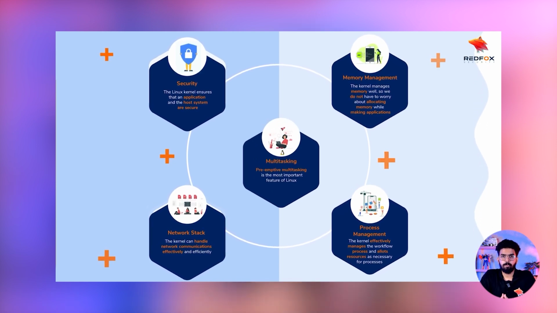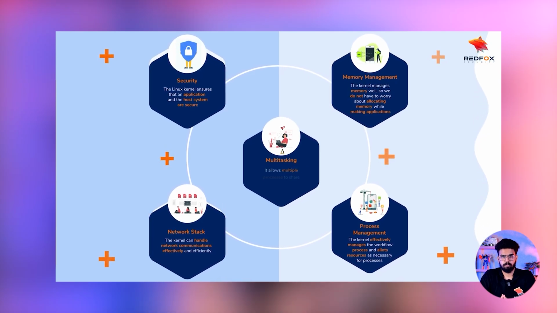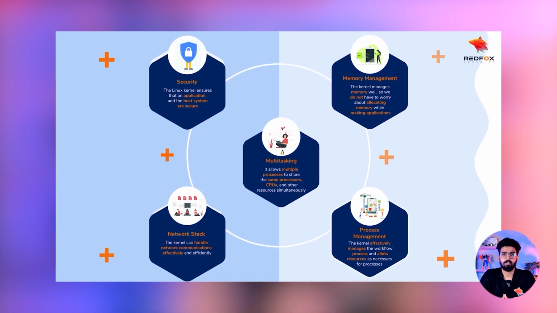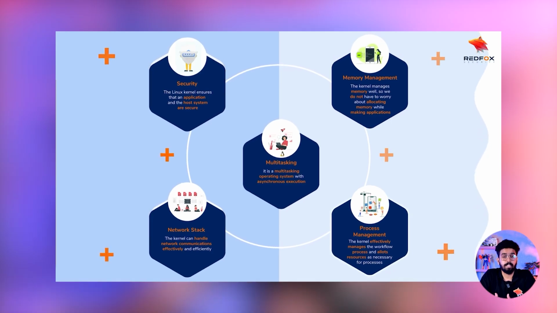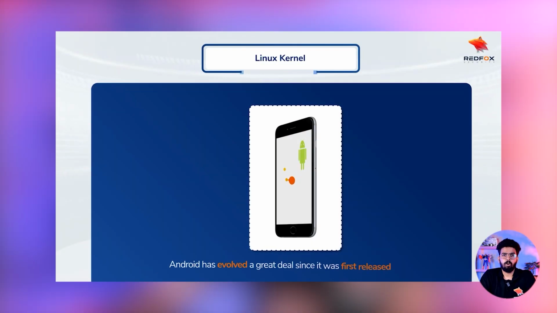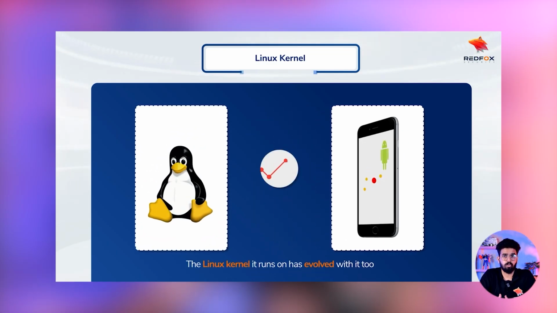Multitasking. Preemptive multitasking is the most important feature of Linux. It allows multiple processes to share the same processors, CPUs, and other resources simultaneously. It is a multitasking operating system with an asynchronous execution. Android has evolved a great deal since it was released. The Linux kernel it runs on has evolved with it too.